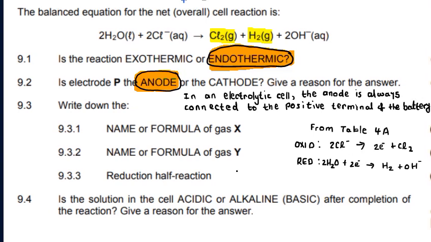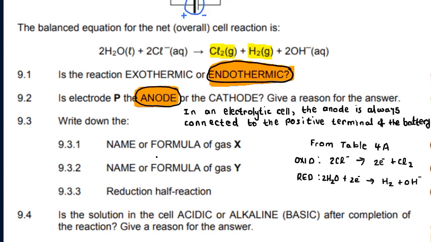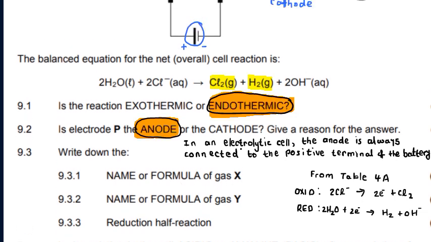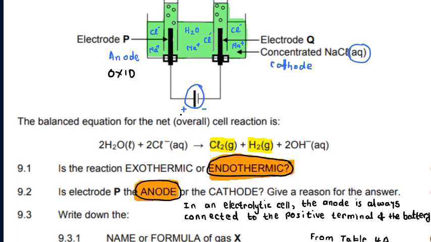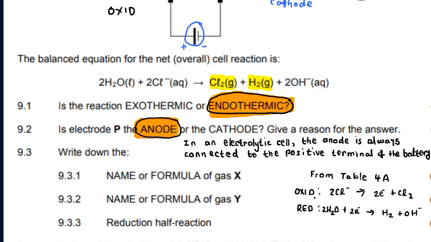Okay, so now we're ready to answer these questions, right? So they want us to write down the name or the formula of gas X, right? So let's go back. Gas X is being formed here at the anode. What happens at the anode? Oxidation, right? What did we identify as our oxidation half reaction? Well, it's the oxidation of Cl minus ions. So then gas X is going to be chlorine gas, right? So Cl2, that's the answer for there.